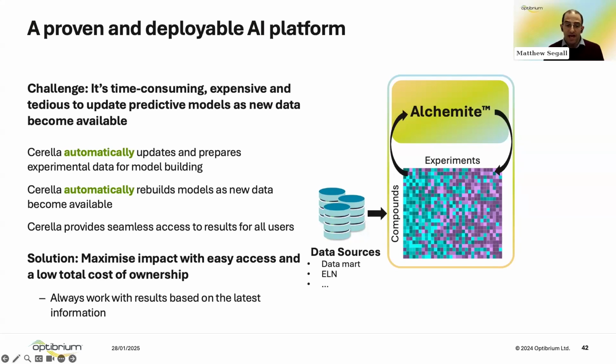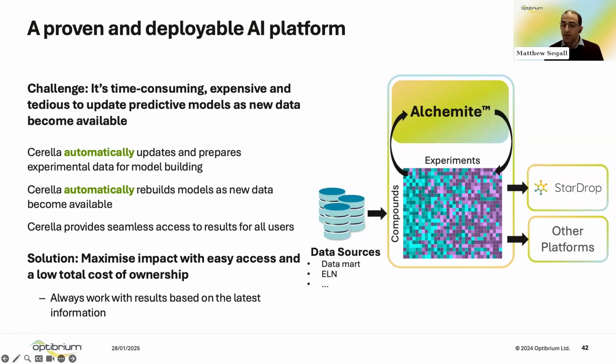And it will provide seamless access to all of those results, all the models, all of the interpretation we've been talking about via our Stardrop platform, but also via other platforms if you wish. It has a RESTful API, so if there's other ways you want to analyze or visualize those results, you're very welcome to. This is about making sure you can access these really sophisticated methods very easily in a very user-friendly and easily supportable way. And make sure that you're always working with results based on the latest information, the latest data that you're generating.